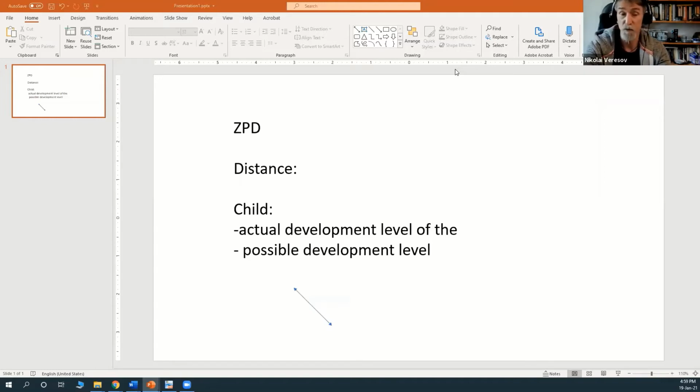It is related to the concept of development, because zone of proximal development is about development. Zone of proximal development is not about learning, because it is not a zone of proximal learning, it is a zone of proximal development. Okay, what is development? Development, according to cultural-historical theory, is how the social becomes the individual. This is what development is. Therefore, ZPD is also about how the social becomes the individual. Okay, then ZPD is a distance between two levels. One level is individual and the second is social.